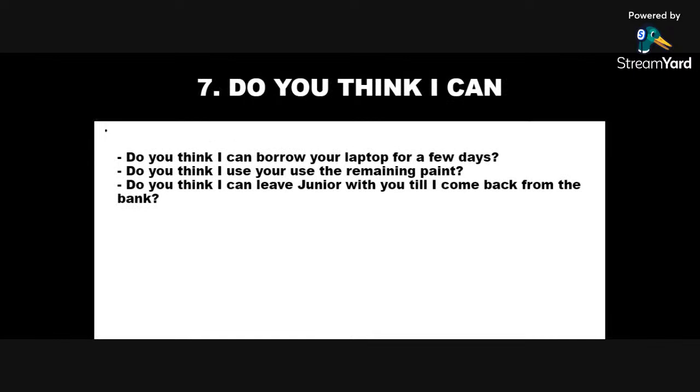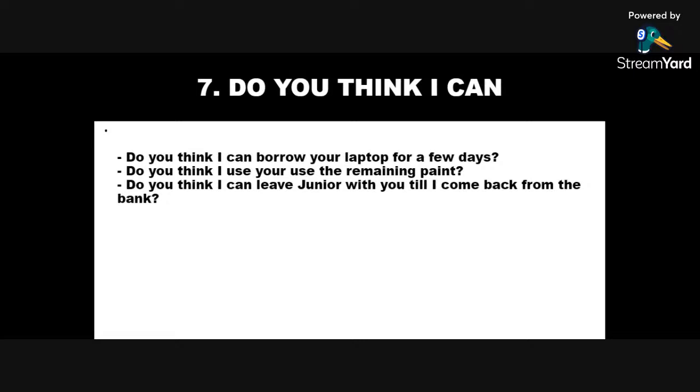Number 7, do you think I can? All right. This expression sounds normal, it sounds formal, but you can also use it in both informal and semi-formal situations as well. It also shows some concern. When you use an expression like this, you are showing that you have manners, you are concerned, you are considerate, you are thinking about the person from whom you are asking this permission.